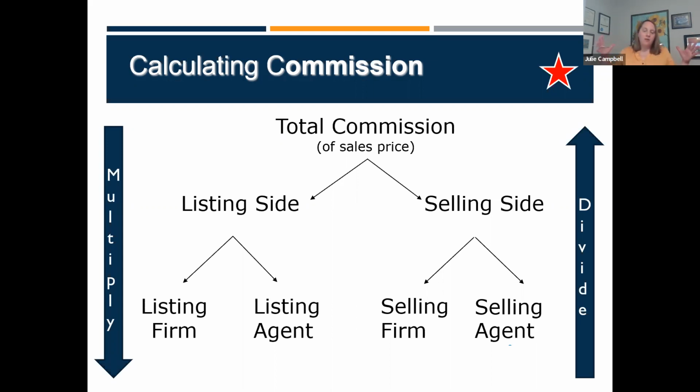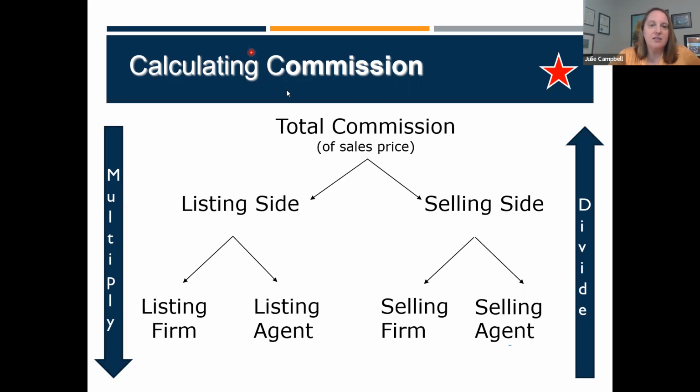At the top of the visual, you have your total commission, your sales price, the big picture. And then you go down to the next tier. The next tier is how we are sharing the commission between the sides. We're going to split the total commission between the listing side and the selling side. Remember, we said the selling side was the side bringing the buyer. So you have the side selling the property, and the side listing the property.